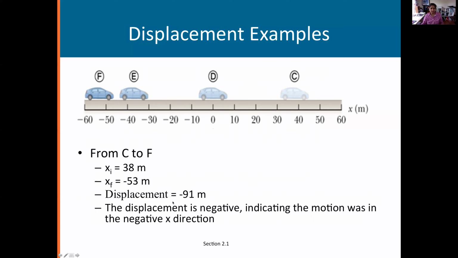Okay, so I have a displacement of negative 91, where this is the distance and this is the direction. So you see I have 2 parts to displacement. I have something giving me the magnitude, which is the value 91. I have something telling me the direction, which is the negative sign, saying the object moved to the left. So here we get introduced to a vector quantity.